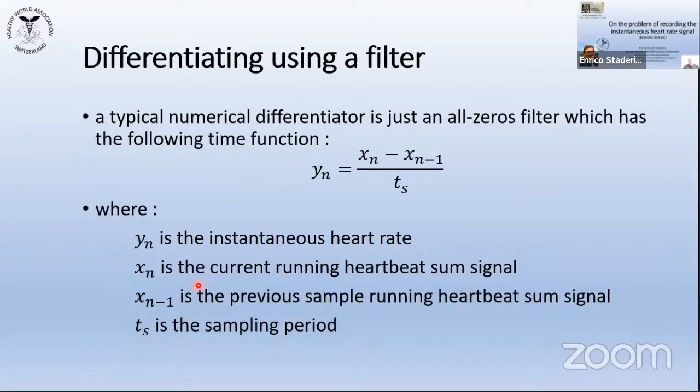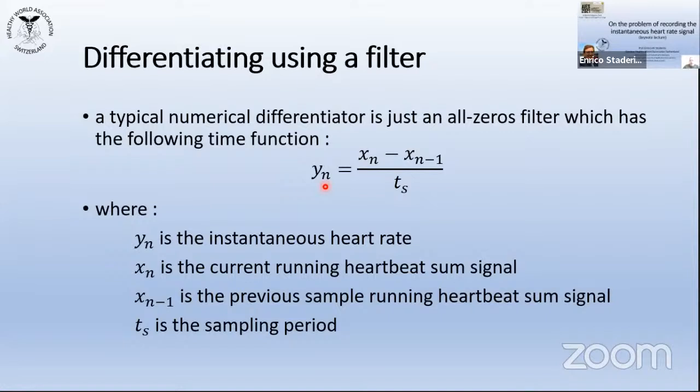We can use a filter for differentiating. As a matter of fact, you can see here a typical differentiator. That is the value of the signal at point n minus the signal at point n minus 1, divided by the sampling period, and this will give us the derivative. This is clearly the numerical first derivative of the signal.